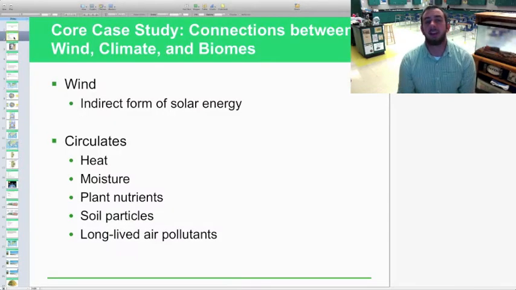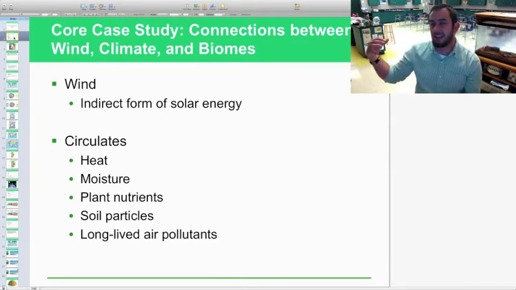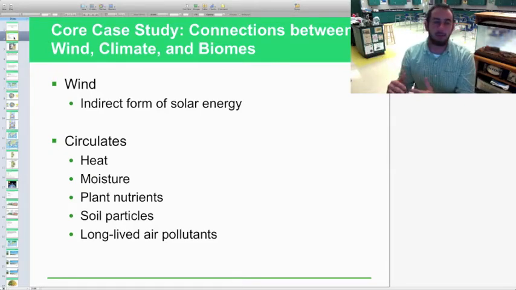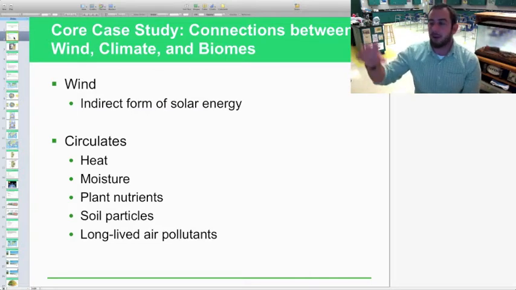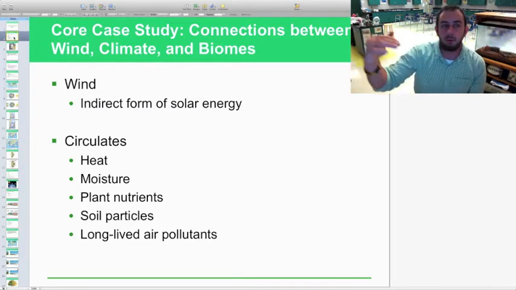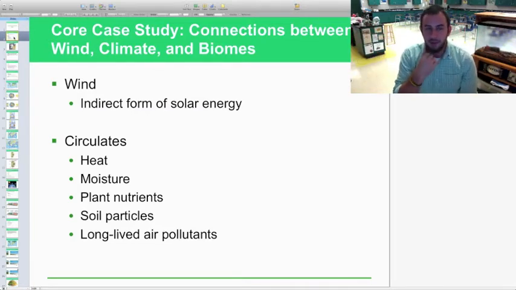If you take a look at the case study in your book today, we're looking at the connections between wind, climates, and biomes. And wind itself is basically just an indirect form of solar energy. Because that sun hits the earth, it heats the air temperature in certain areas more than in others, and creates this movement of air that causes wind. That's why we call it an indirect form of solar energy, because solar energy is what's driving those air currents to heat up and then to move. And that's really what it all boils down to.